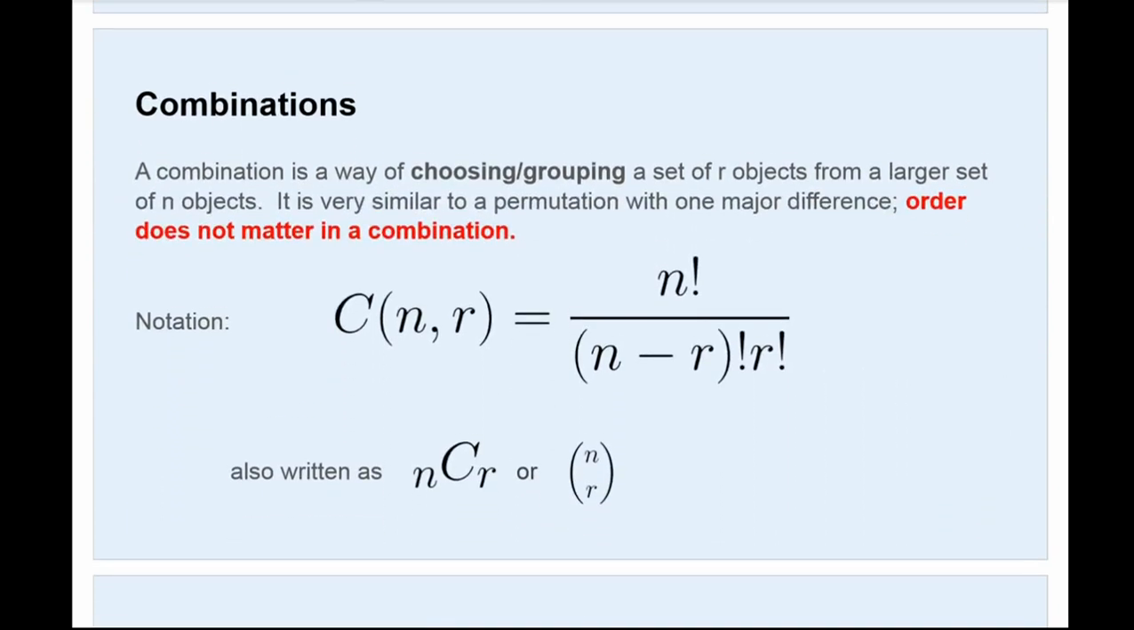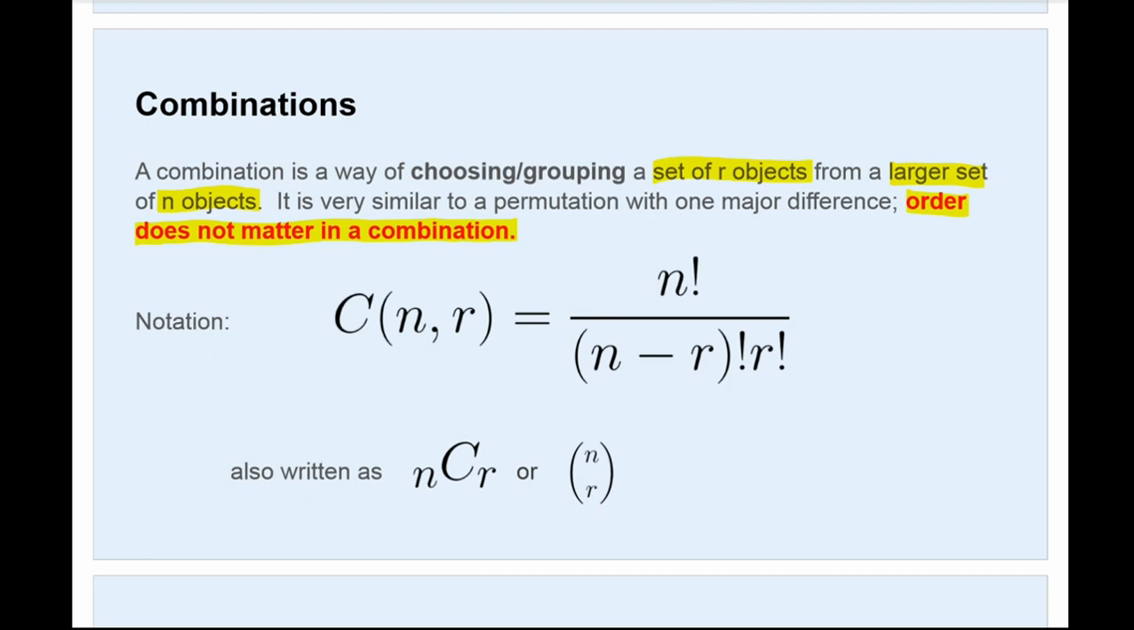When order does not matter, that is referred to as combinations. A combination is a way of choosing or grouping a set of r objects from a larger set of n objects. It's very similar to a permutation with one major difference, and that difference is that order does not matter in a combination. It does not matter what position we choose them in. The idea is that we're just choosing those objects.